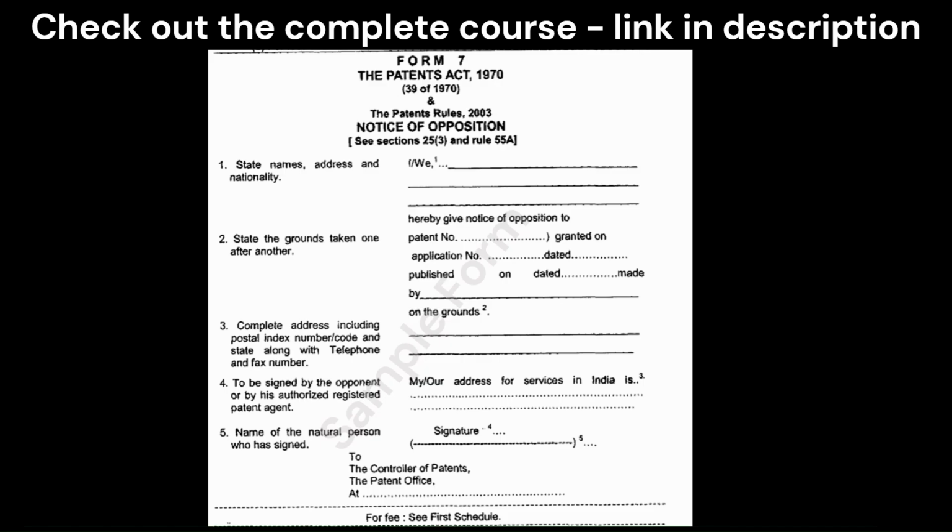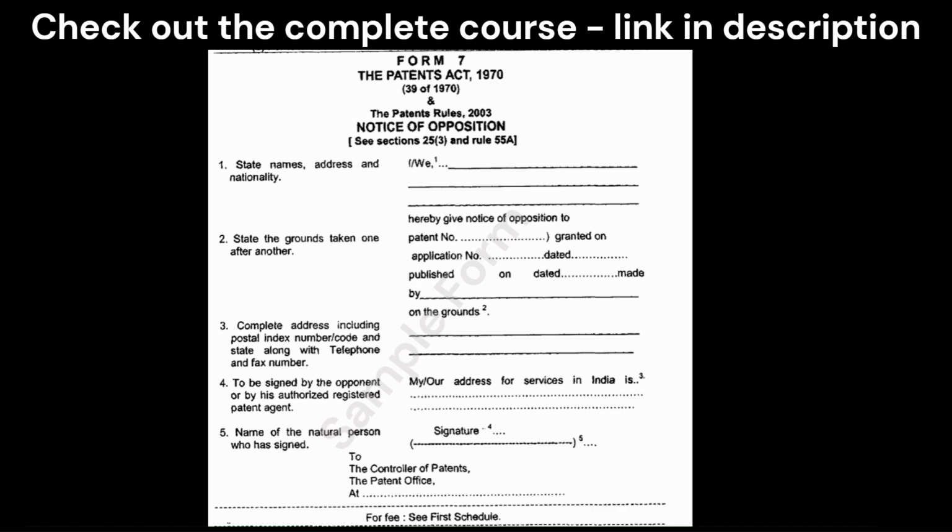Who can file this? Any person interested, meaning someone who is affected or potentially affected by the grant of that patent. It can be a competing company or a competing inventor, a researcher working in the same field or an organization involved in the same technology or something like that. Any interested person can file Form 7. It includes opponent's details, patent details, grounds for opposition.